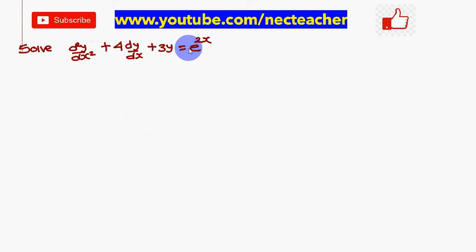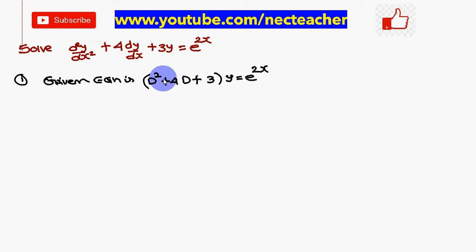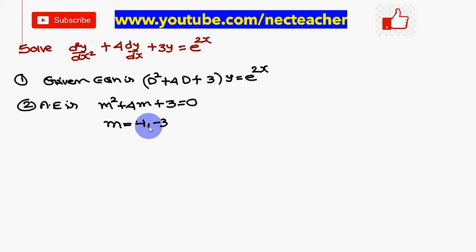Okay. Next, this model is when the right hand side is e power 2x. How to solve the problem? First, find the complementary function. Therefore the roots are minus 1, minus 3. Different roots mean c1 e power minus x plus c2 e power minus 3x. Now the right hand side is e power 2x.